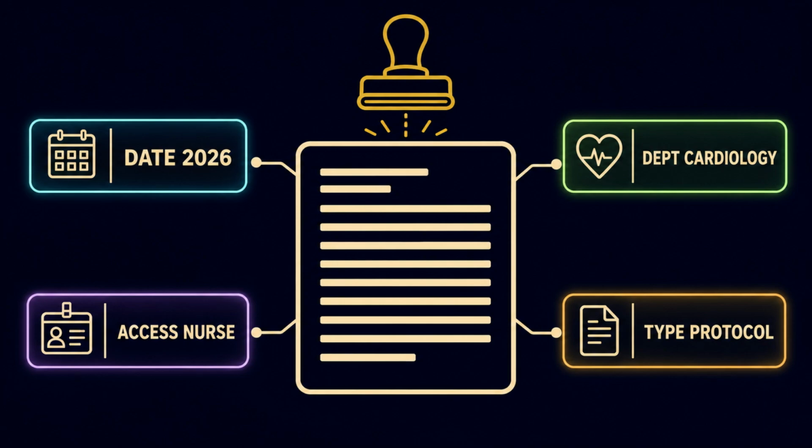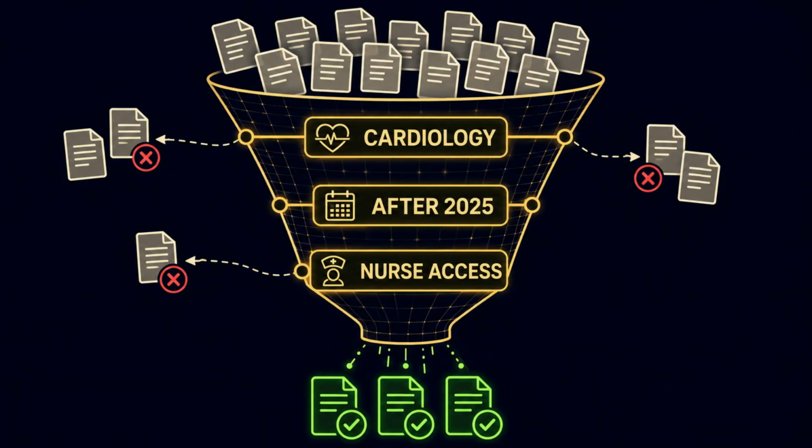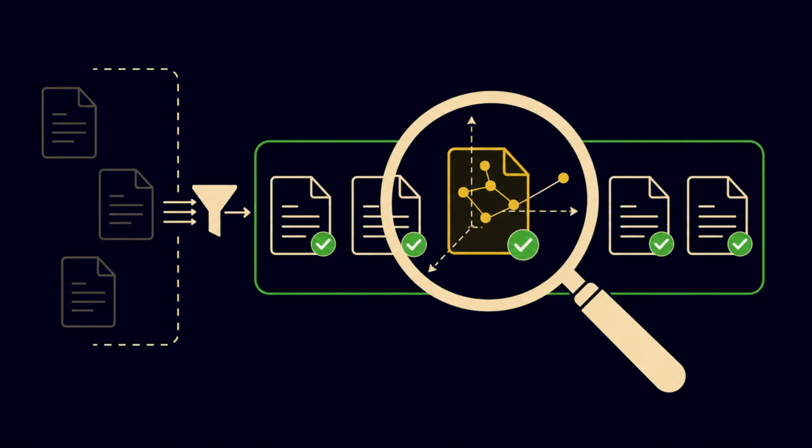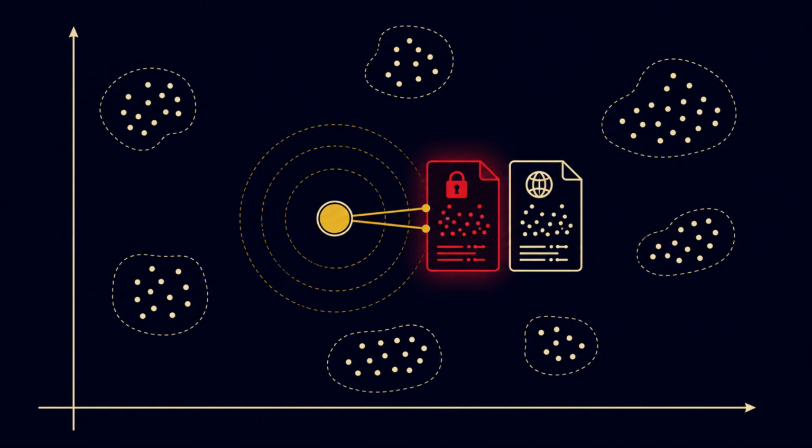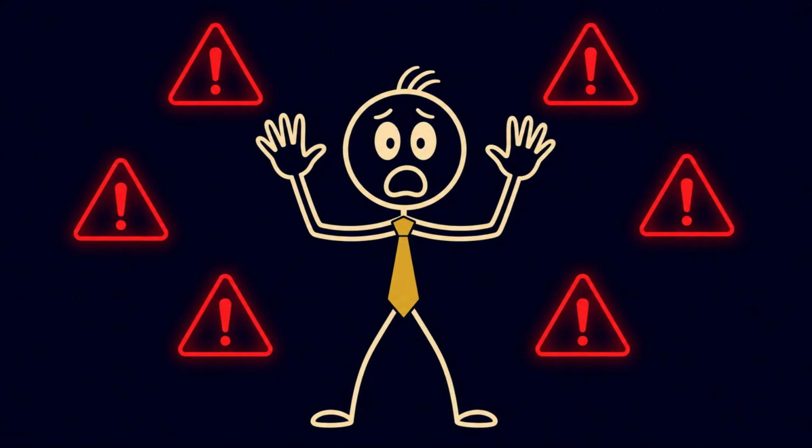Metadata filtering tags every chunk with structured info at index time: date, department, access level, document type. At search time, the system filters first. Only search cardiology documents dated after 2025 accessible to nurses. Then it runs the meaning-based search inside that already narrowed pool. Without this, pure semantic search treats everything as equally eligible just based on meaning, which creates real problems.